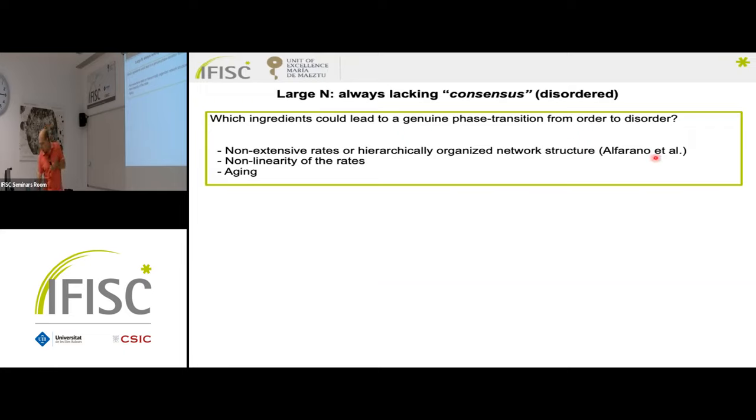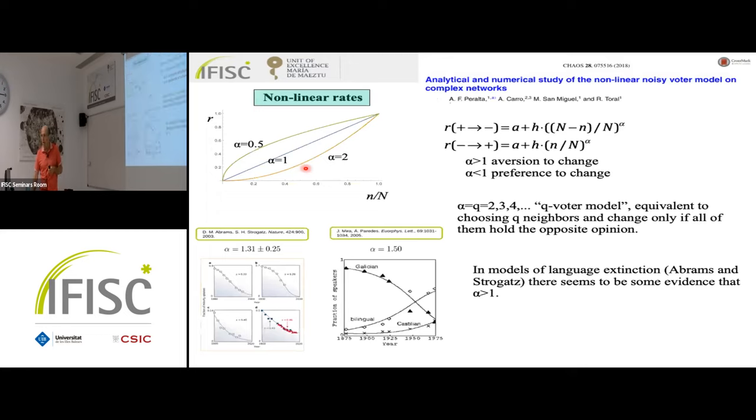One of the first attempts was done by Alfarano and collaborators, who constructed a specific type of network, not a complex network, but with some structure, okay? In which there were groups. And in that sense, here they could get a finite transition at a finite number, not in the infinite thermodynamic limit. Here we talk about these two effects: nonlinearity of the rate and aging. Both of them are quite natural. Okay? They are natural ingredients to include in the model, and we see that both of them have similar effects, and they modify the result of the model.